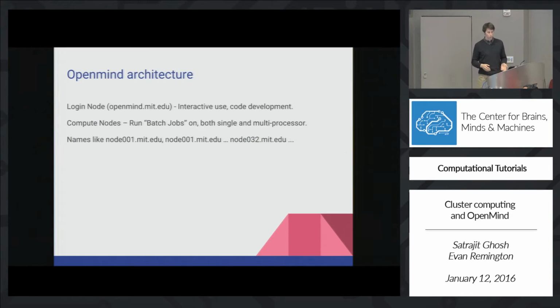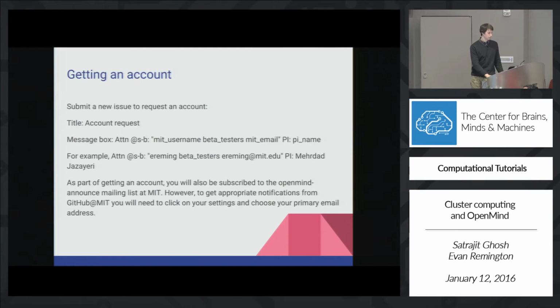They have names like node001.mit.edu all the way up to node 32 or beyond at this point. The node names aren't necessarily important, but they can come in handy if you're trying to manage where in particular your jobs are going.